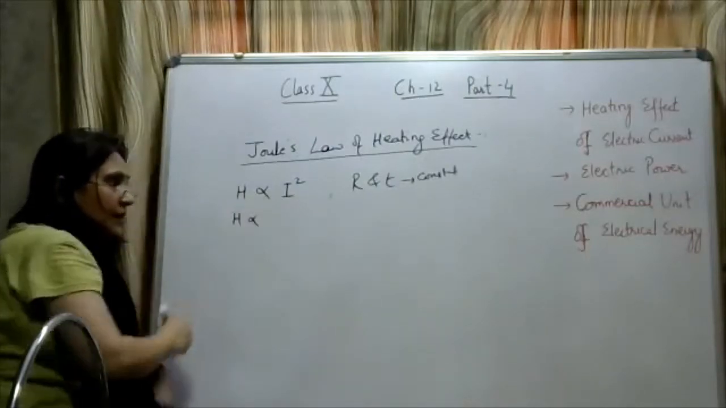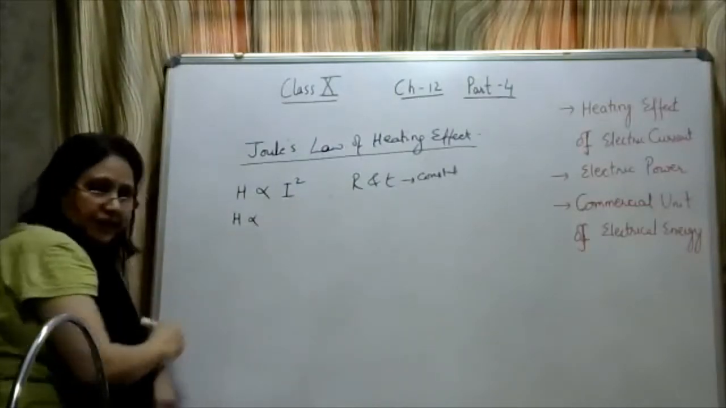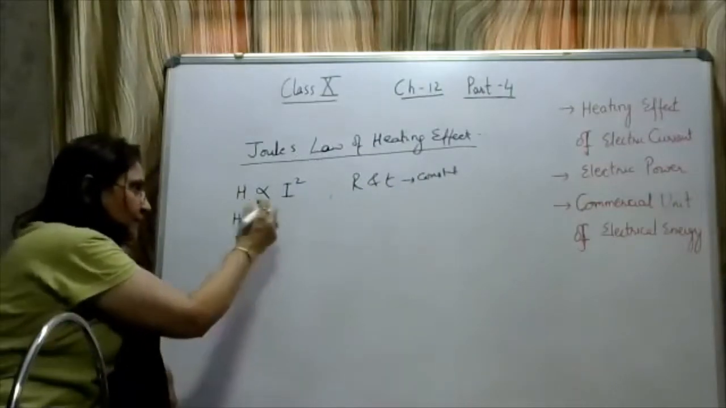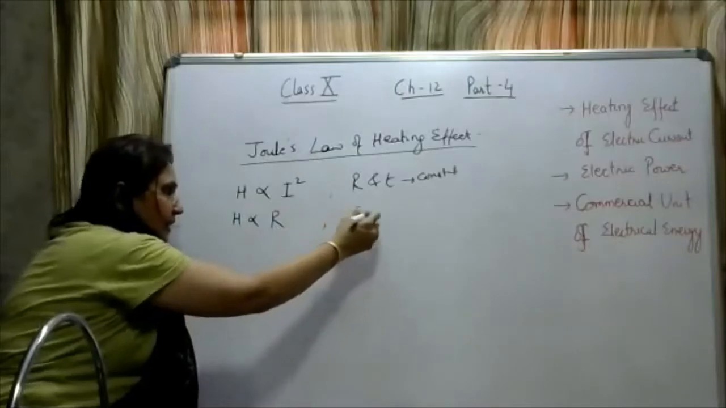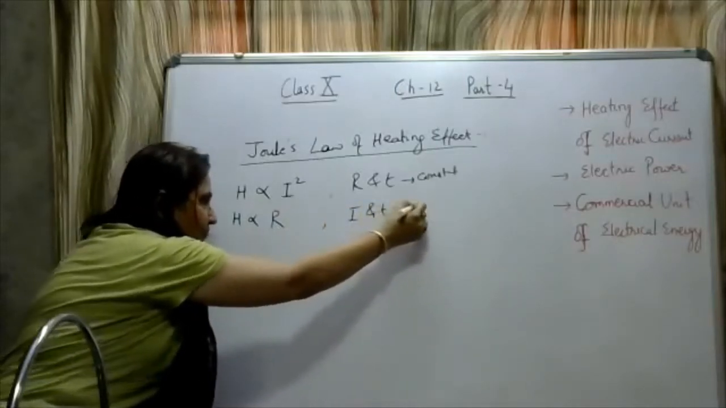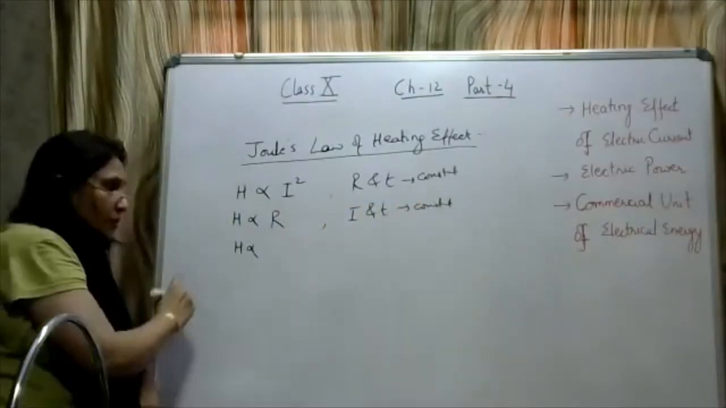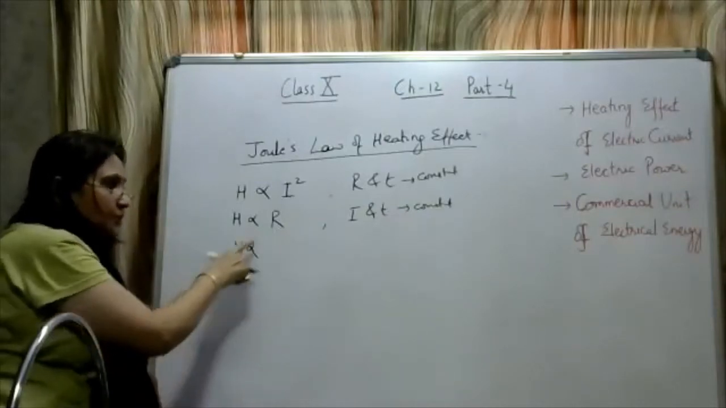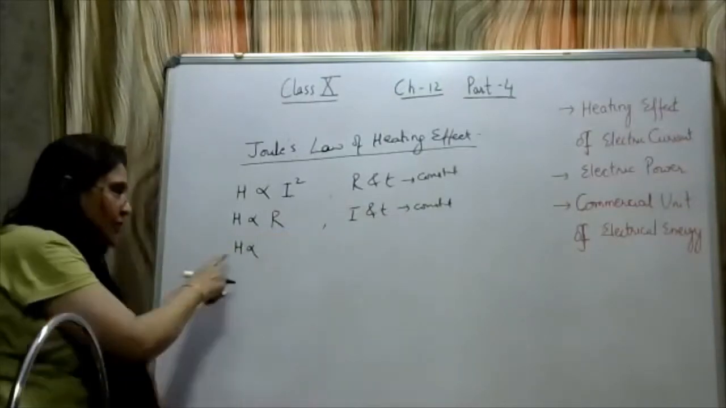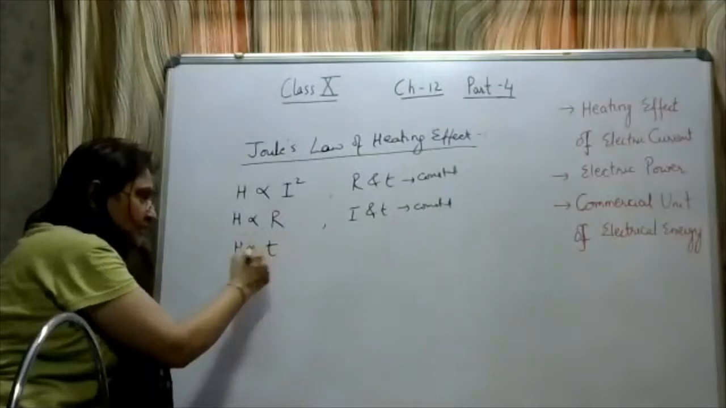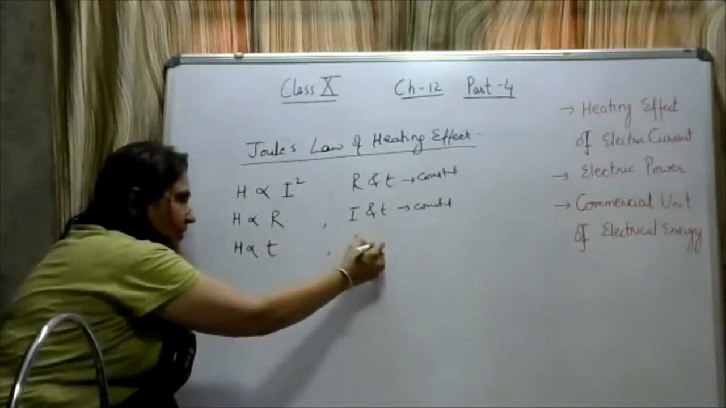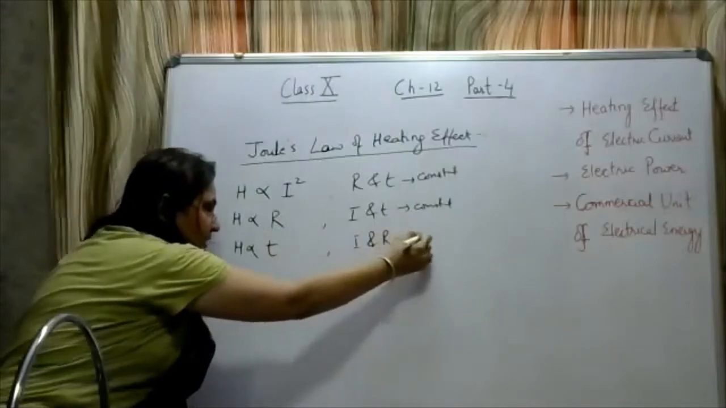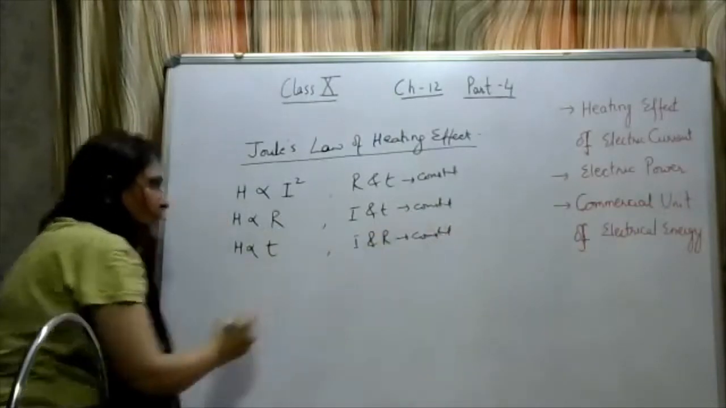Now, if we keep the current constant and only vary the resistance, then it is found that heat is directly proportional to the resistance, provided the current and the time for which it is flowing are constant. Also, the effect of heat produced is seen with time. The heat produced is directly proportional to the time for which the current flows, provided the current and the resistance are kept constant.